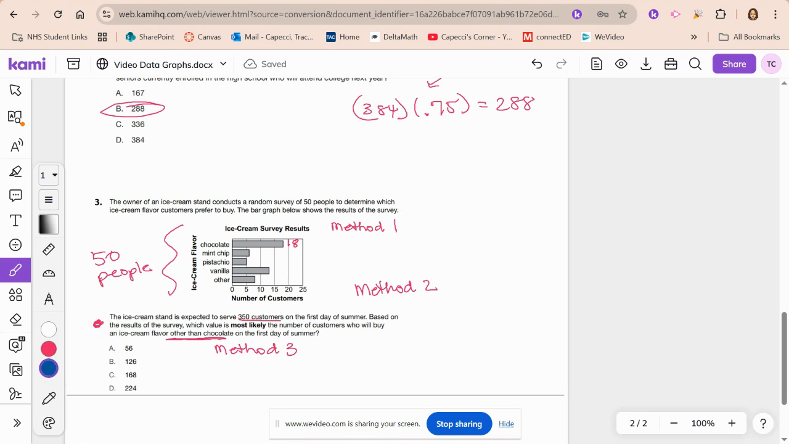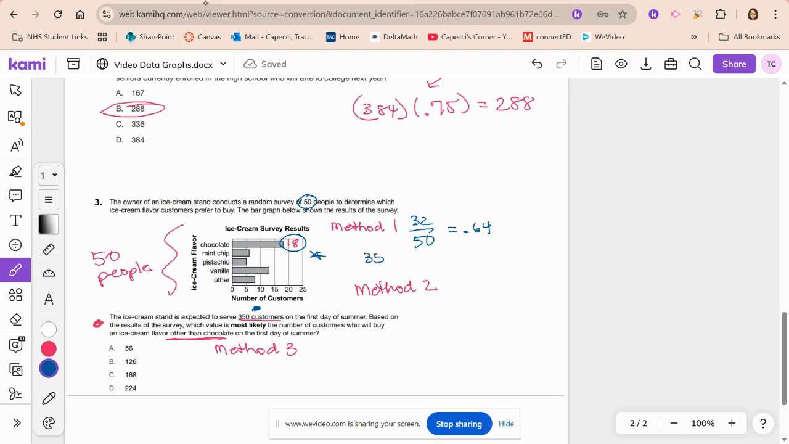So one way we could solve this is we could say, well, again, this is 50, but I need to kind of estimate what 350 is going to be. So one way we could do this is we know 18, right? This is about 18 if I look at that bar graph, is chocolate. If there's 50 people surveyed, that means 32 people did not say chocolate. So 32 over 50. Okay? And that is about 0.64. So 64% are not choosing chocolate.